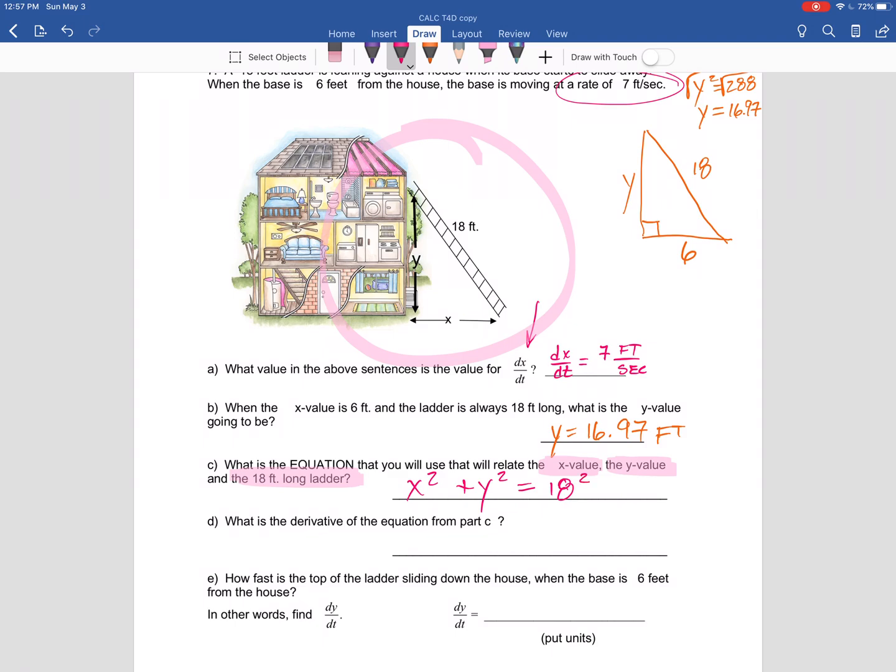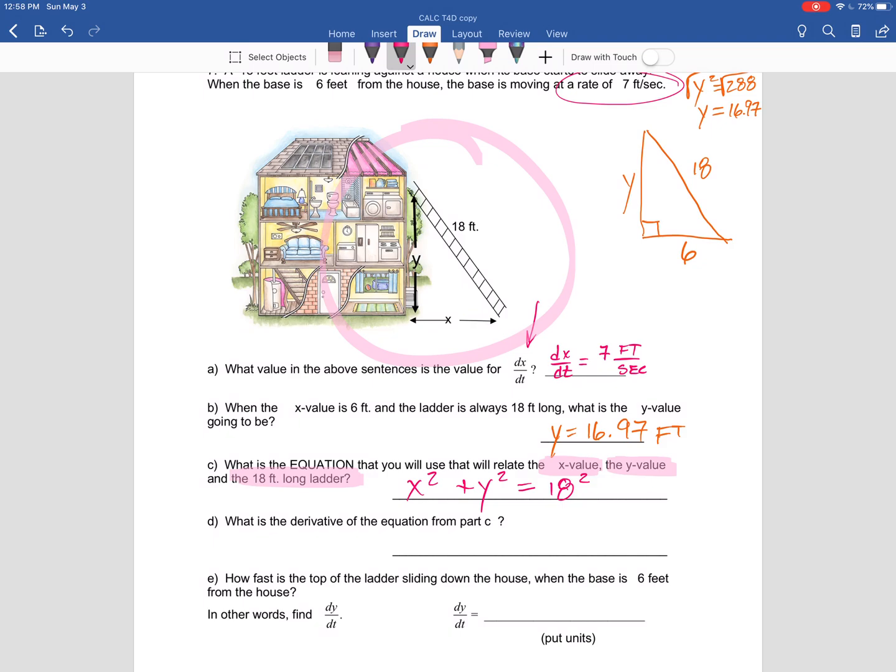Now, part D, the derivative of part C. Now, is the x changing? Sure it is. It's getting bigger. As the bottom of the ladder slides out, the x is increasing. There's going to be a dx dt. Is the y changing? Absolutely. The top of the ladder is sliding right down along the side of the house. The y's getting smaller. There's going to be a dy dt.